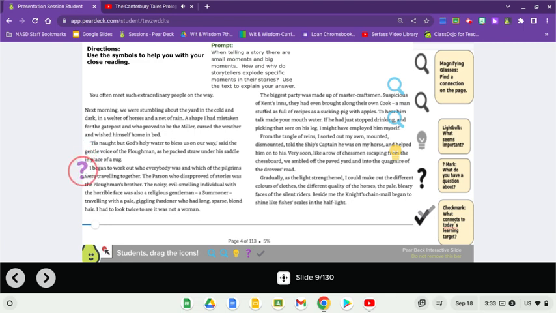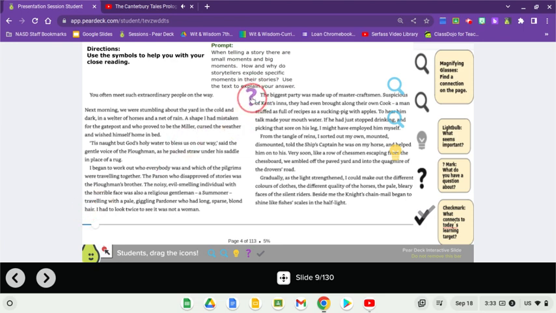I began to work out who everybody was and which of the pilgrims were traveling together. The parson, who disapproved of stories, was the ploughman's brother. The noisy, evil-smelling individual with the horrible face was also a religious gentleman, a summoner, traveling with a pale, giggling pardoner who had long, sparse blonde hair. I had to look twice to see it was not a woman.